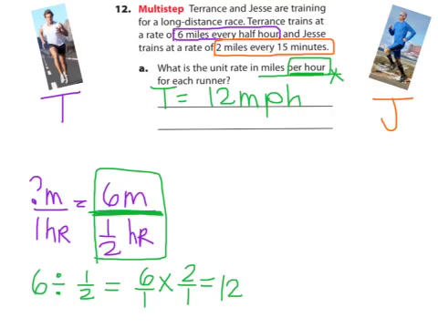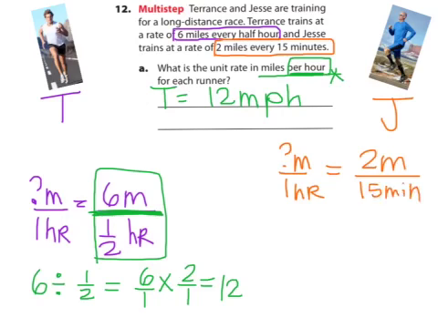Now I'm going to look at Jesse. We still are going to start with the same thing. 1 hour. I don't know how many miles he's going to run. The question tells me, though, that right now Jesse is running at 2 miles for 15 minutes. So I'm going to put miles on top. And his time is 15 minutes. We need to pay close attention to this. This says hours and this says minutes. Those are not the same units.